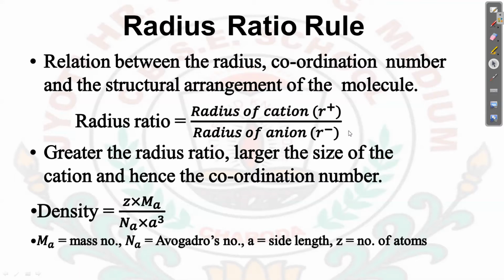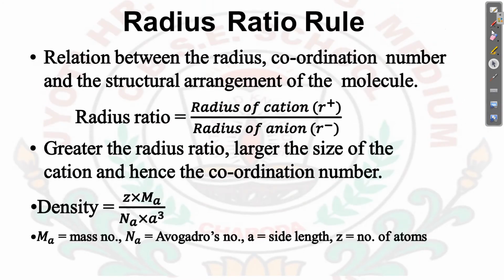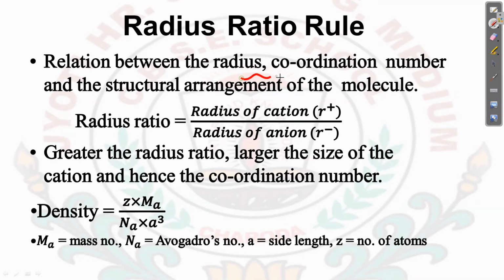Next, some formulas are there. The first formula is the relation between the radius, coordination number, and the structural arrangement of the molecule. This is known as the radius ratio. So what is the radius ratio? The radius ratio is equal to the radius of cation upon radius of anion. Previously I showed you that Na plus and Cl minus were constituting the lattice there. So by taking out the radii of the cation and anion and dividing them, we can get the radius ratio here. Greater the radius ratio, what is the relation between them?